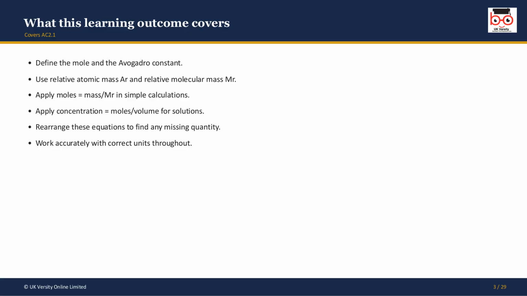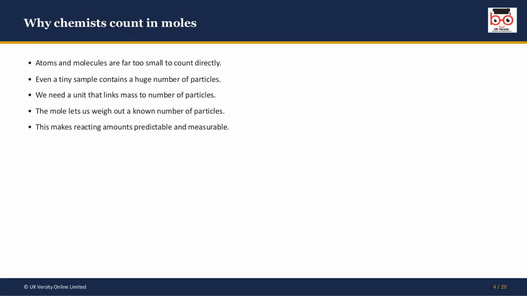We'll define the mole and the Avogadro constant, and learn to use relative atomic mass, AR, and relative molecular mass, MR. Then we'll put the equation moles equals mass divided by MR to work and extend it to concentration equals moles divided by volume for solutions. Throughout, the real skill is rearranging these equations to find whatever's missing and keeping your units straight. Let's start with why the mole exists at all.